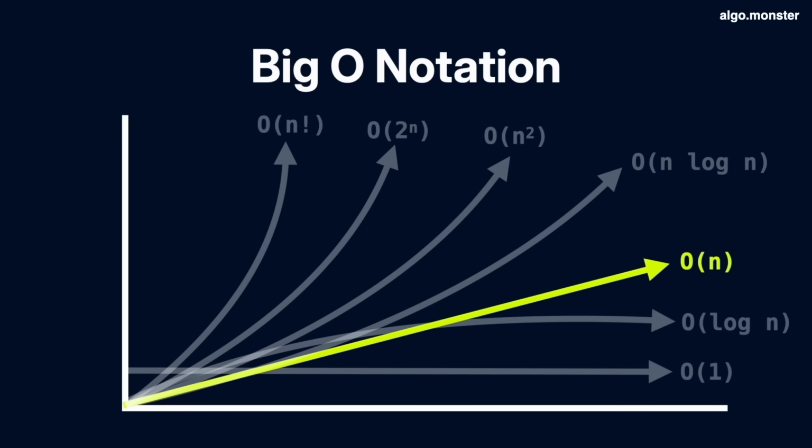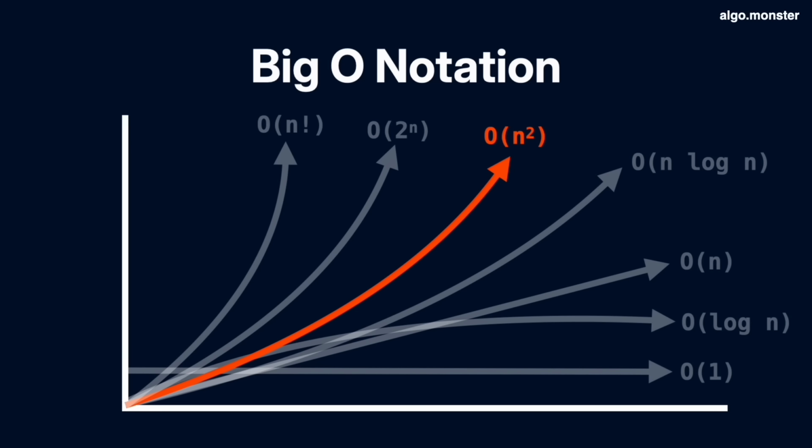Next is O(n), linear time. In this case, you're going through each item once. This is probably the most common time complexity and is often associated with loops and traversing through lists. Next, we have O(n log n). This is almost always related to sorting, and that includes the default sort methods built into each programming language.